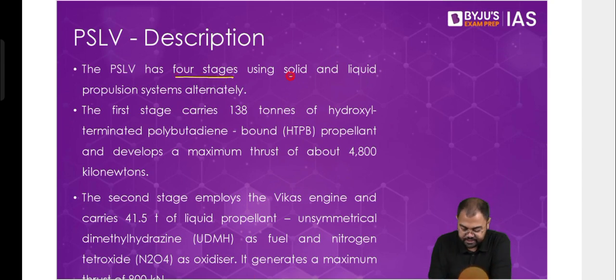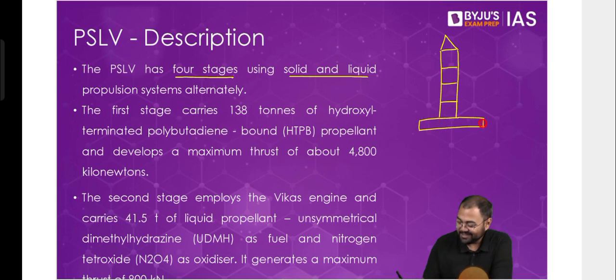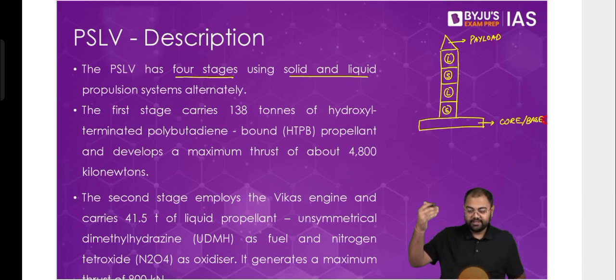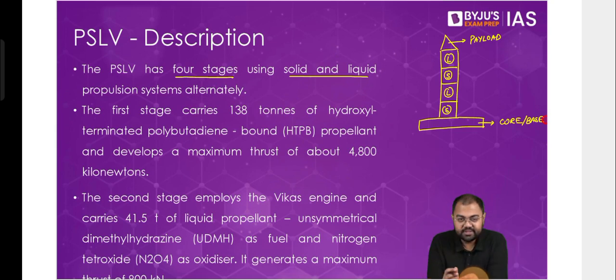It has 4 stages using solid and liquid propulsion systems alternately. A basic PSLV typically would look like this. ISRO will kill me if they see this diagram. This is how I have reduced it to. So there are these 4 stages that you have: a solid stage, a liquid stage, a solid stage, and a liquid stage again. And this is where you have the payload. And this part is called the core or the base. So solid and liquid, this is how alternately these fuels are arranged, and that's why this is a 4-stage launch vehicle.